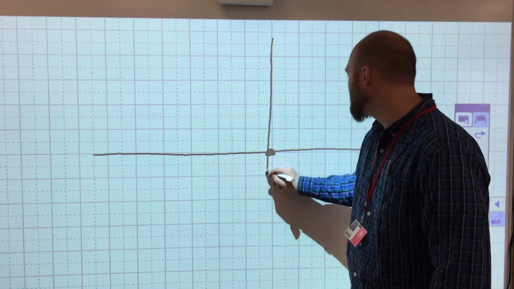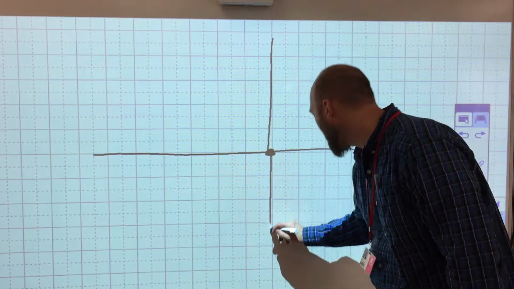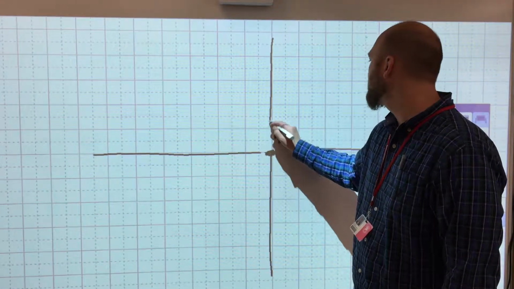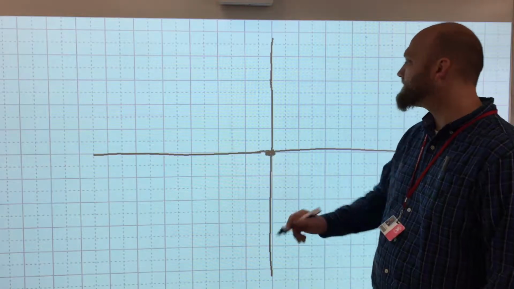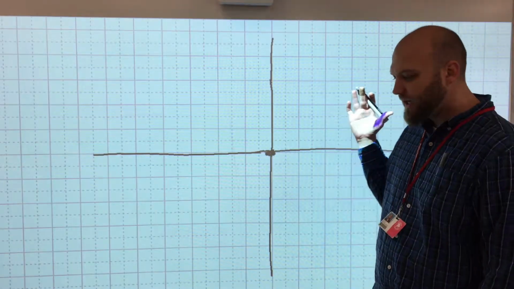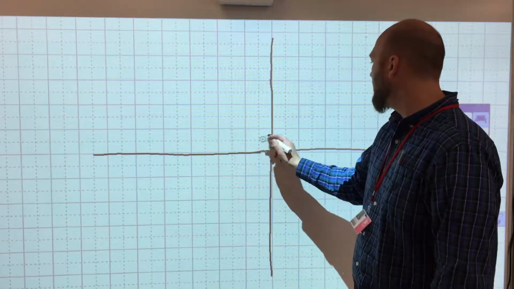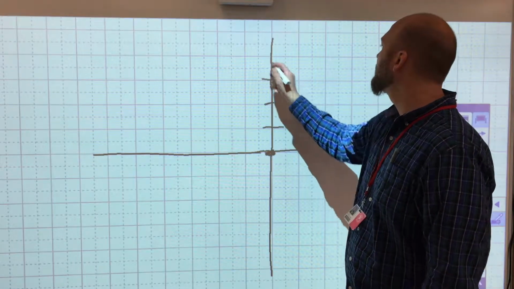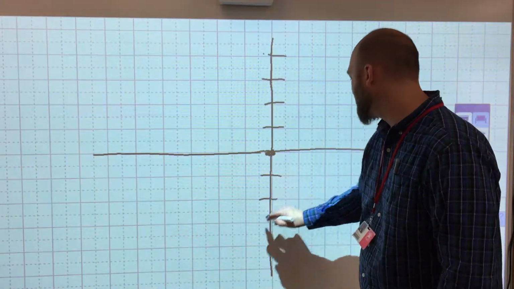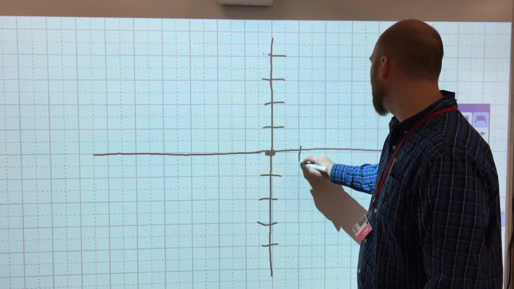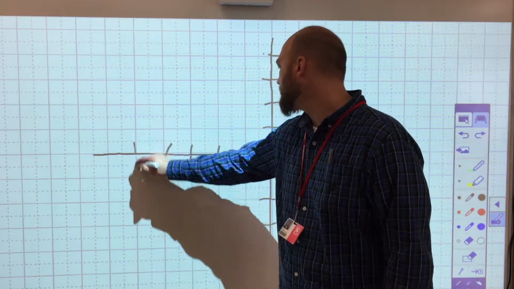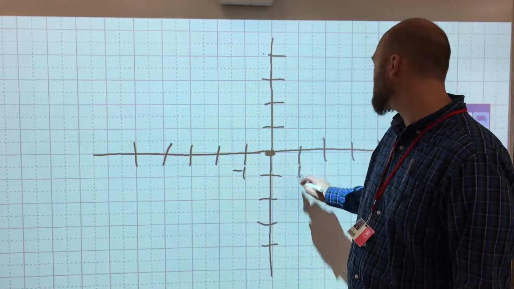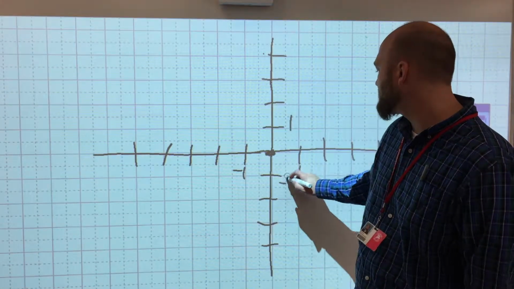I'll take a second just to straighten up this line a little bit so that there's no confusion. Yeah, that's a little better. All right, so what I have here is a horizontal number line and a vertical number line laid on top of each other. And we know the positives and negatives of this one, right? For example, this is -1, this is +1. This is +1, this is -1.